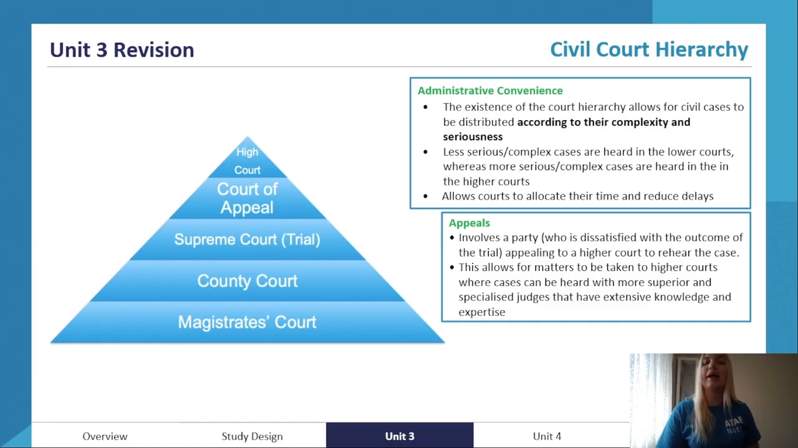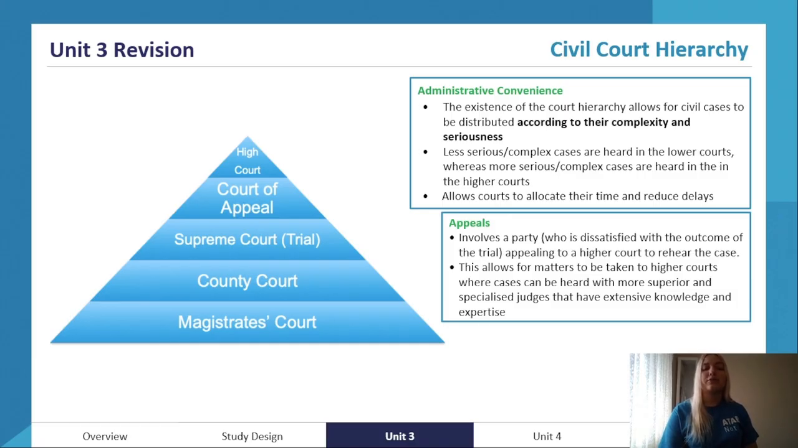This is our core hierarchy again. For civil, you'll notice you still need to know about appeals. And the other reason you need to know about is administrative convenience. So, administrative convenience dictates that the existence of the court hierarchy allows for civil cases to be distributed according to their complexity and seriousness, therefore dictating how much time should be spent on certain types of cases.